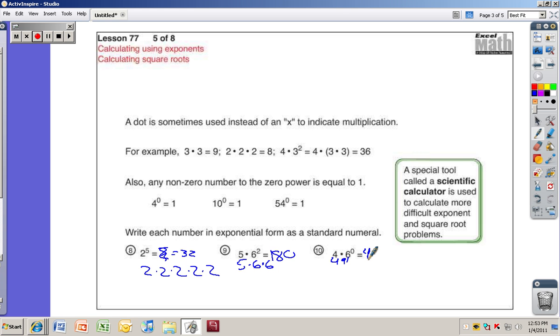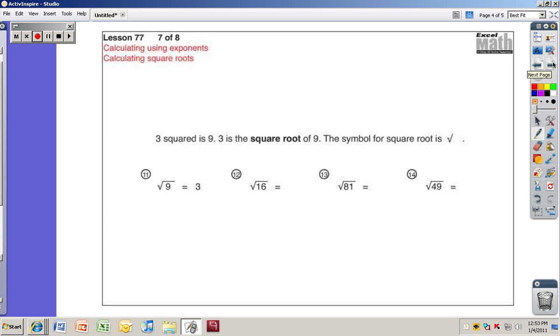Great job, Kayla. You're an expert on exponents. All right, now we're going to take a look at the opposite of exponents. When you multiply, the opposite of that is division. When you add, the opposite of that is subtraction, right? Well, what's the opposite of squaring a number?